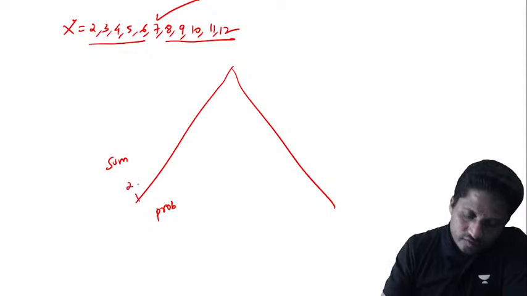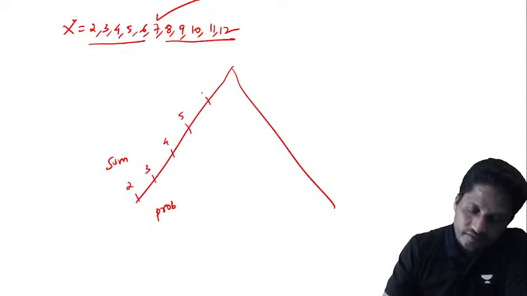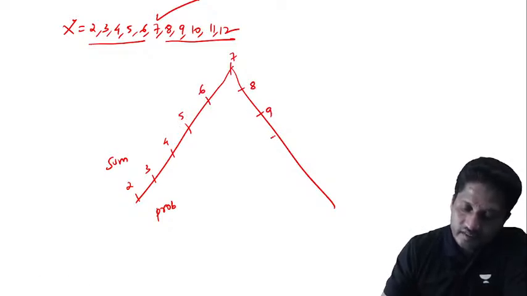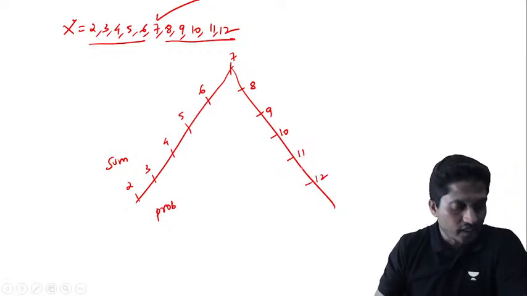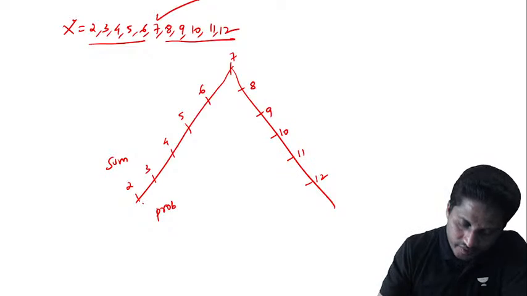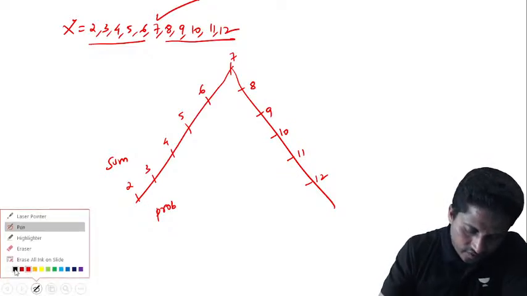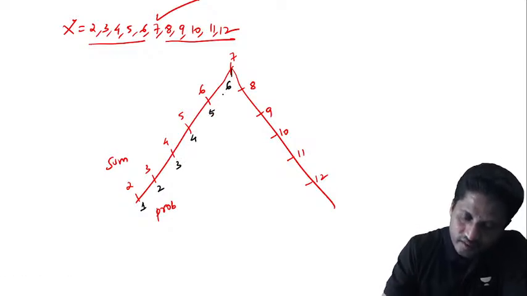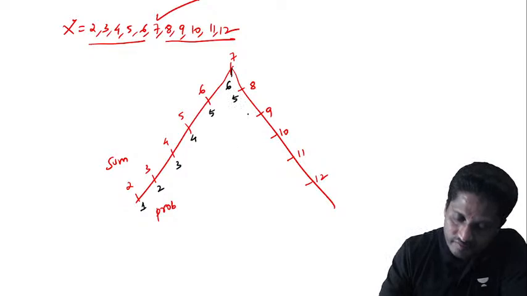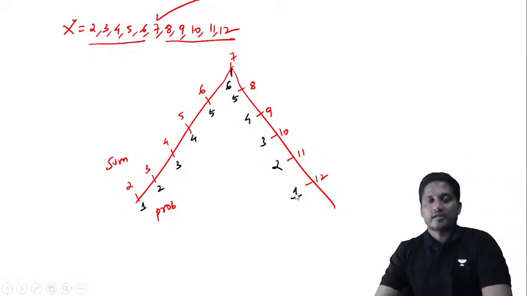This is 2. This will be 3. This is 4. This is 5. This is 6. This fellow is 7. Then you get 8, 9, 10, 11 and 12. You get the sum here and the probability the other thing. Start from here. Write 1, 2, 3, 4 and 5. Here 6. Then come in reverse order: 5, 4, 3, 2 and 1.